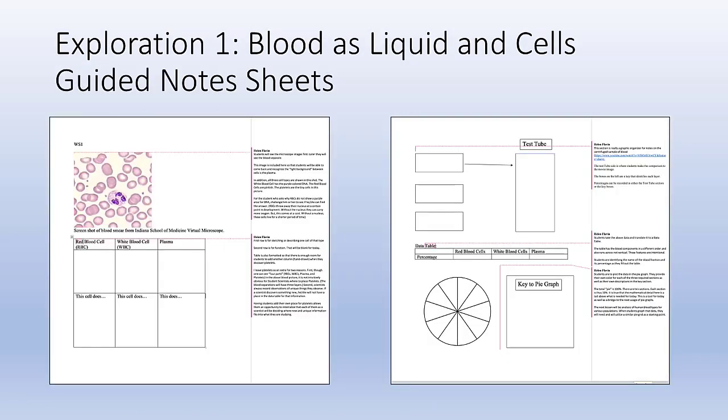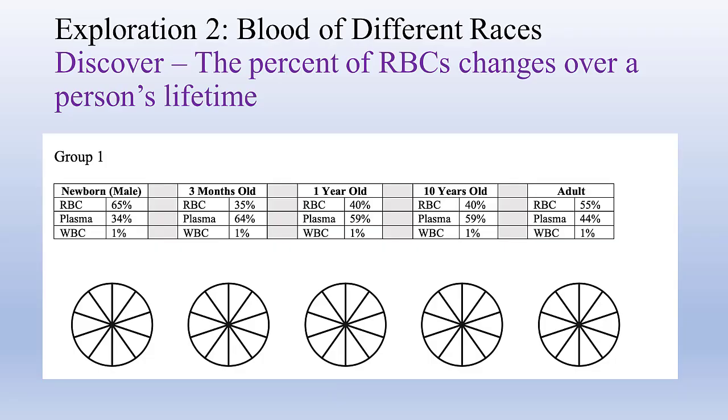All of this discovery is driven by guided note sheets encouraging students to make detailed observations. The math component is pie charts of blood fractions. Group 1 discovers the amount of red blood cells changes throughout a lifetime. Each group must decipher the data, prepare the figure, and then present what it means to the whole class.